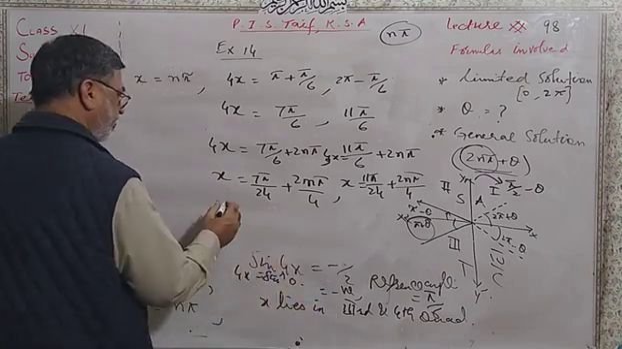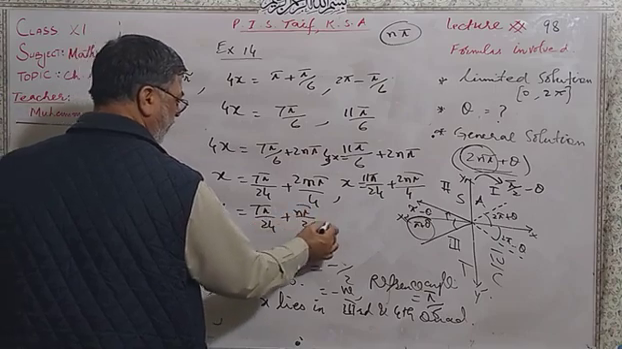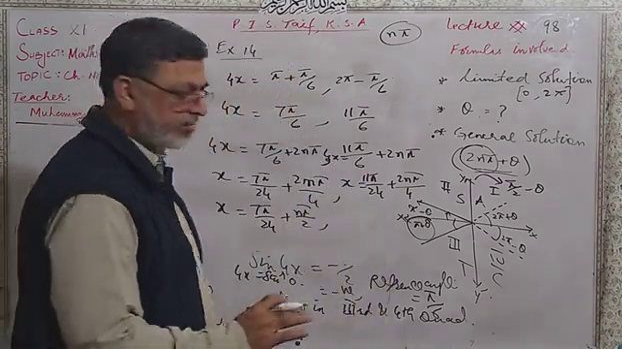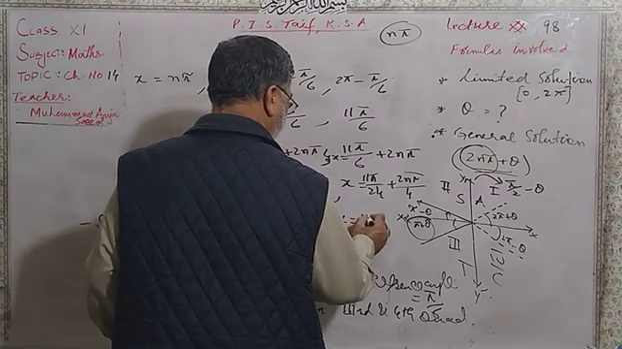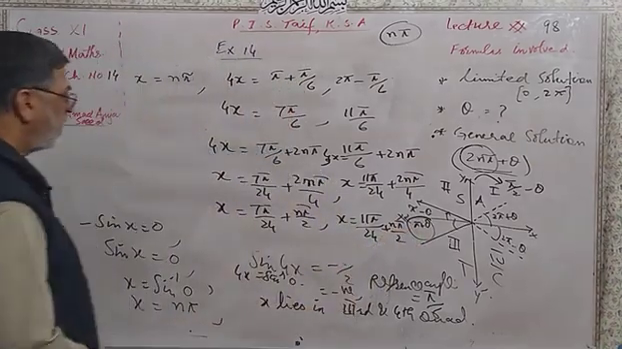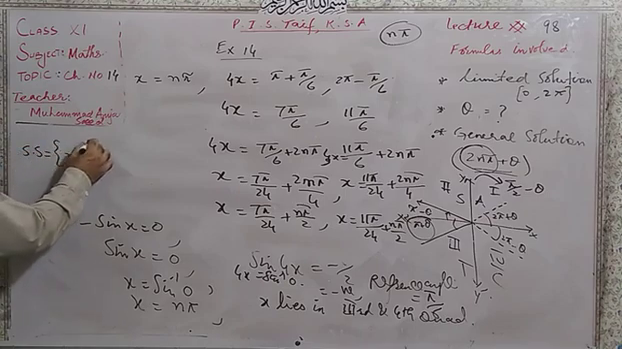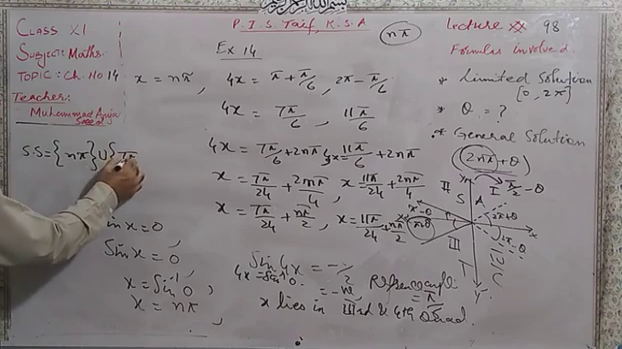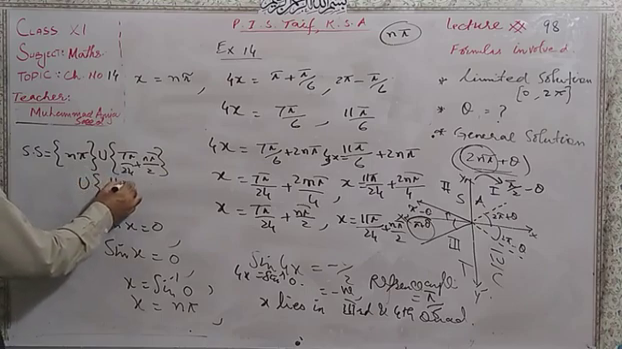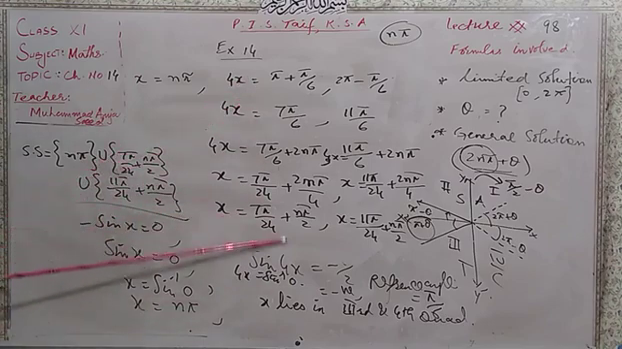So we have x is equal to 7 pi by 24 plus n pi by 2. Here x is equal to 11 pi by 24 plus n pi by 2. Now dear students, we have solution set n pi union 7 pi by 24 plus n pi by 2 union 11 pi by 24 plus n pi by 2. Dear students, that was your answer.